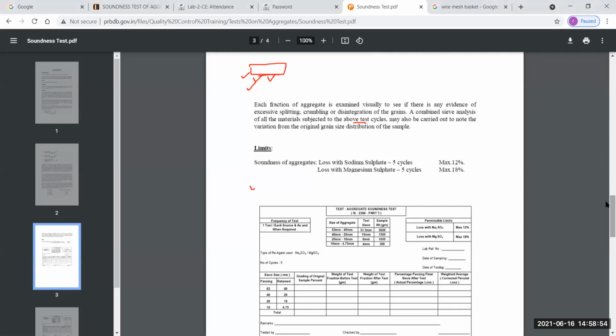A combined sieve analysis of all the materials subjected to the above test cycles may also be carried out to note the variation from the original grain size distribution of the sample.